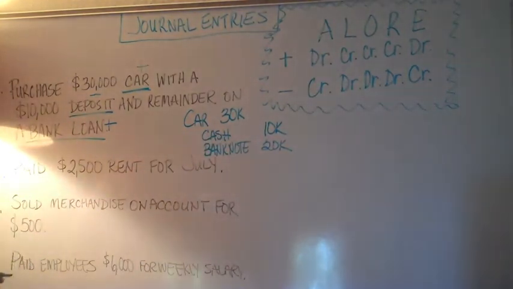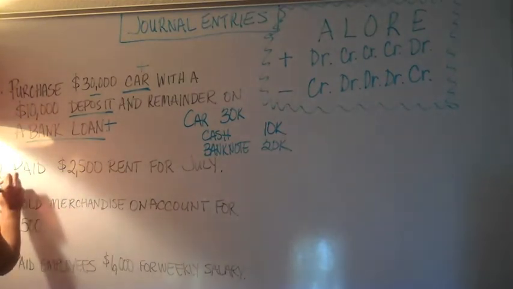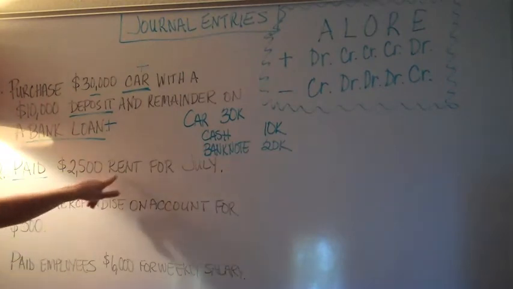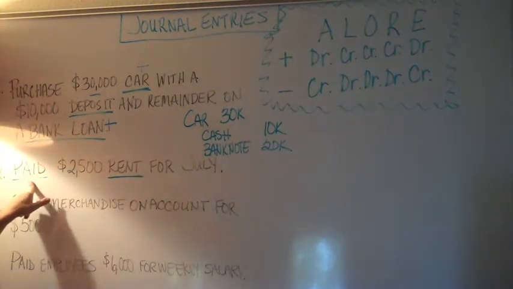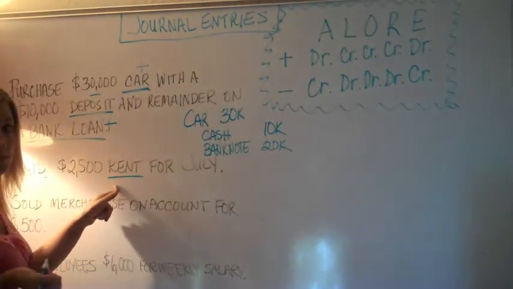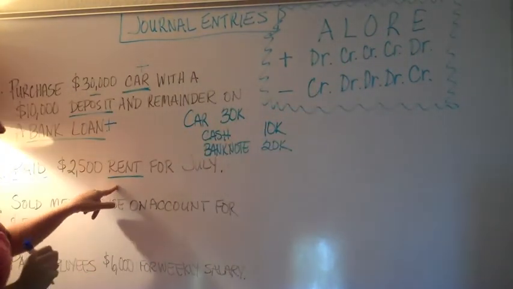Let's move on to the second entry. Paid $2,500 rent for July. Whenever we paid somebody, I'm going to pick that out as one of our accounts. Paid, that involves the cash account. What did we pay? We paid rent. Okay? Cash, again, is an asset. Rent is an expense of the period. We've got expenses down here.